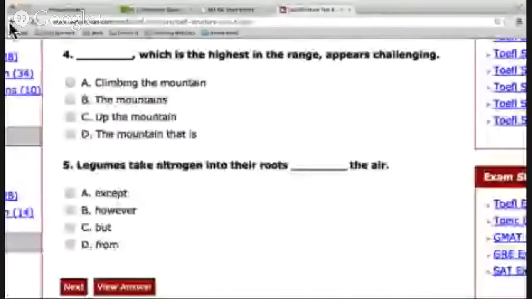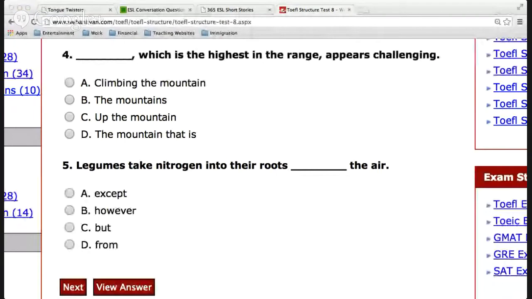All right, Mohammed, number 4, please. Can you read that? Check your microphone. Make sure that it is plugged in. All right, let's go to Ivan. Ivan, number 4, go ahead and read that. Which is the highest in the range appears challenging. I'm not sure. Maybe the mountains, which is the highest in the range, appears challenging. Or climbing the mountain. Okay. I'm not sure.